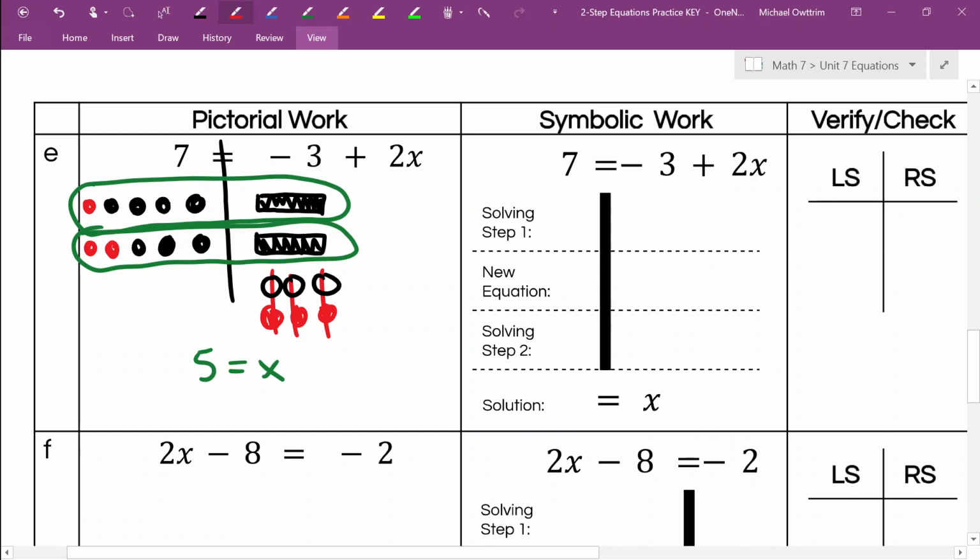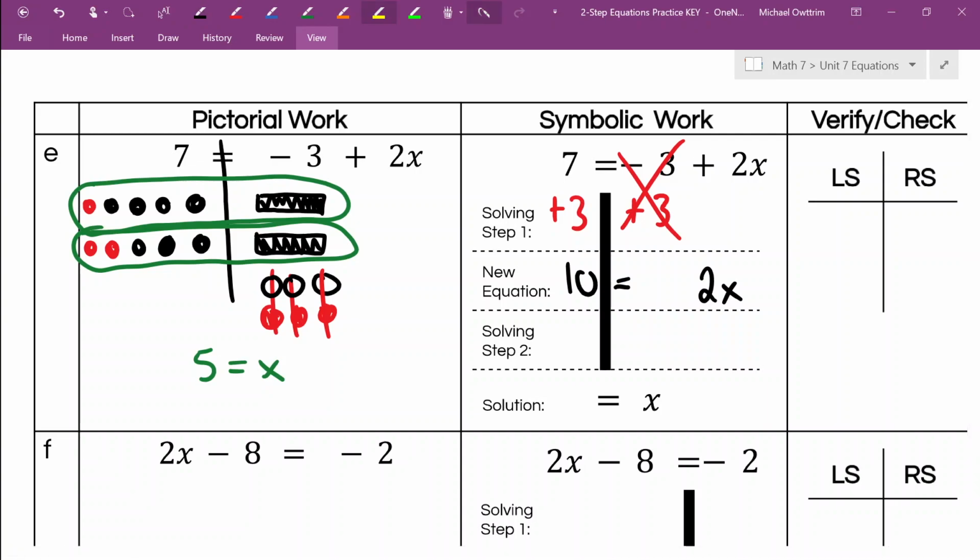The other way that we can think about it is we need to do something to cancel with minus 3. So what's the opposite of minus 3? Well, it is plus 3. Of course, we do that to both sides. Minus 3 and plus 3 cancel out, leaving us with just 2x on the right side. On the left side, 7 plus 3 is 10.